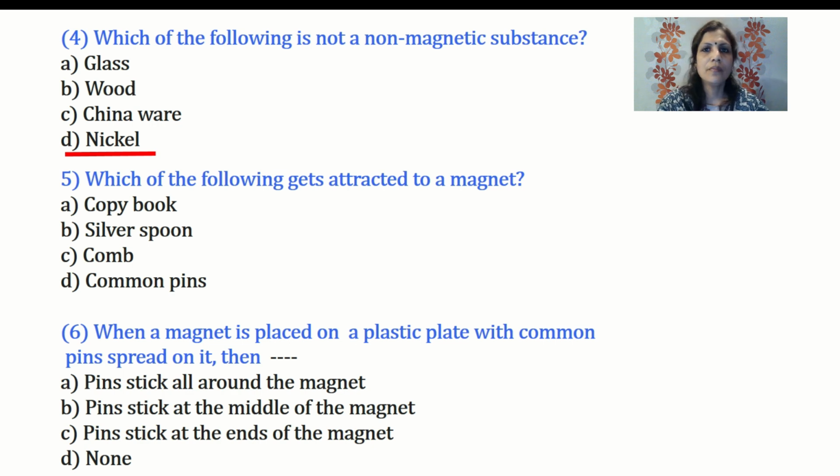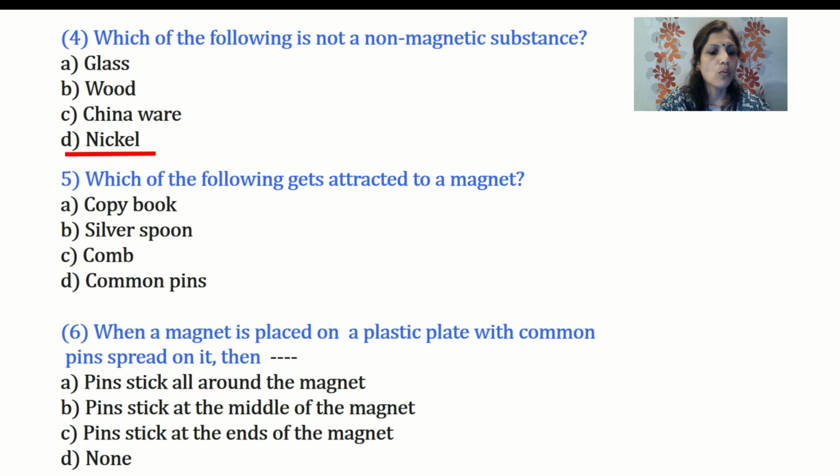Next question, which of the following gets attracted to a magnet? Just now I said that magnetic substances get attracted towards the magnet. So will a book get attracted towards a magnet? No. Silver spoon? No. Comb? No. What about common pins? Yes, pins will get attracted towards the magnet.